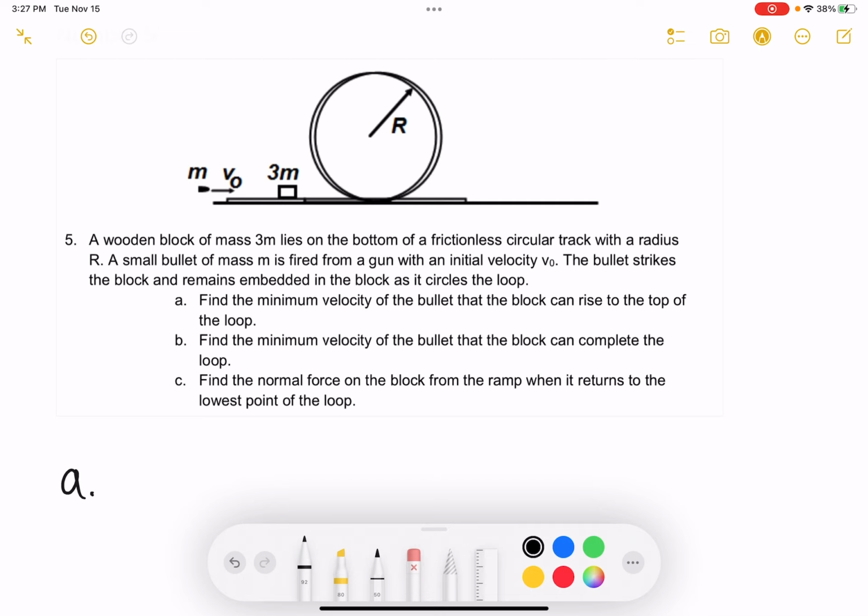A small wood block of mass 3m lies on the bottom of a frictionless circular track with a radius of r. A small bullet of mass m is fired from a gun with an initial velocity of v0. The bullet strikes the block and remains embedded in the block as it circles the loop. Find the minimum velocity of the bullet that the block can rise to the top of the loop.